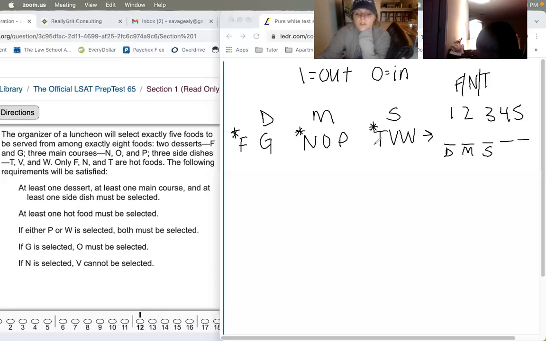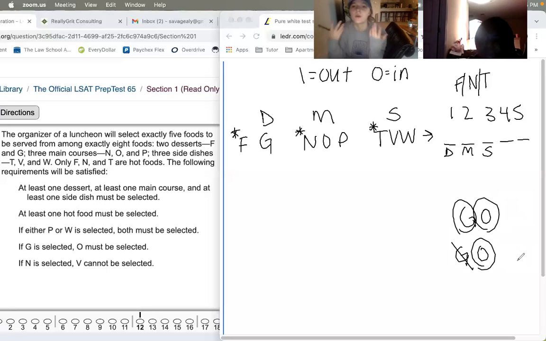Yes. The only thing I want you to be careful of with your G and O is not to think that they both have to be circled or they can't be selected, because we could have G crossed out and O still circled. That could still be a possibility. So I don't want you to think that they have to go together, because they don't.